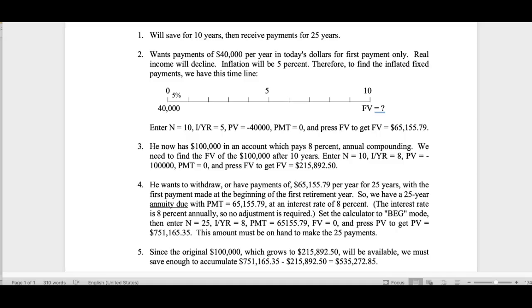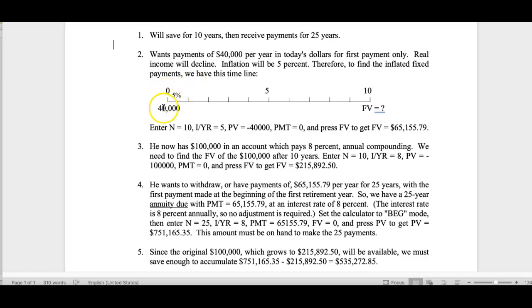All right, so let's look at the first part. The first part of this is that we know that we'll save for 10 years and then receive payments for 25 years. Perfect. So he wants $40,000 per year in today's dollars for the first payment only. Real income will decline, inflation will be 5%. Therefore, to find the inflation-adjusted payments, we'll have this timeline.